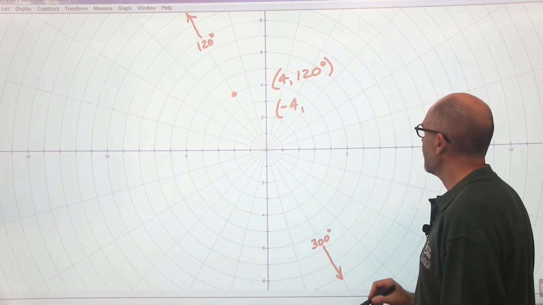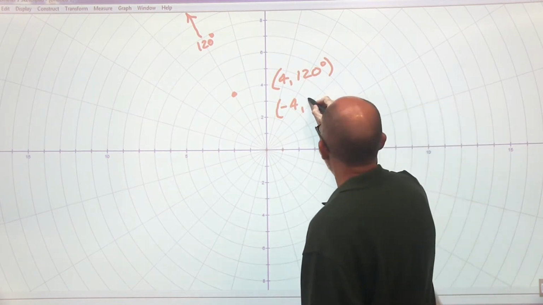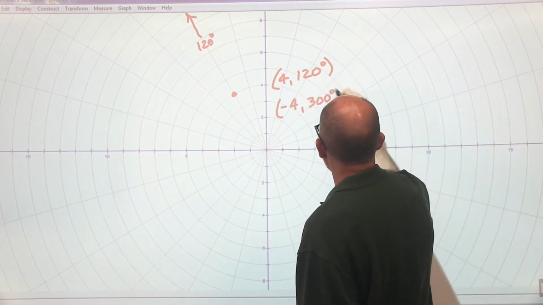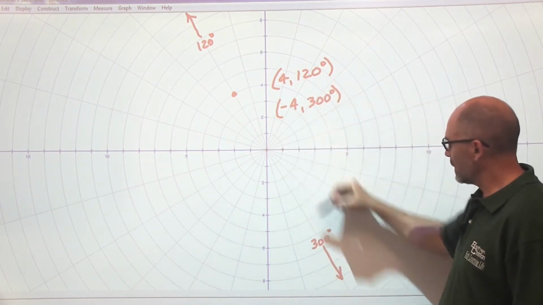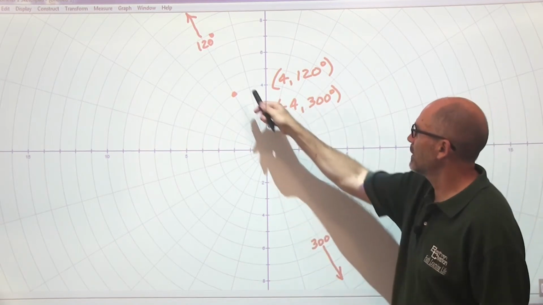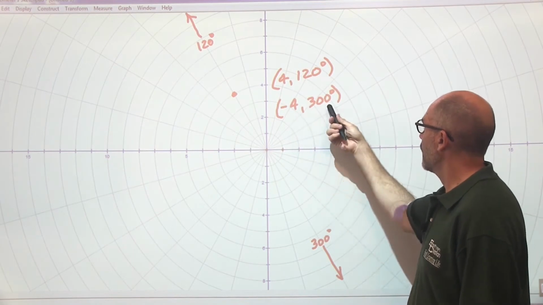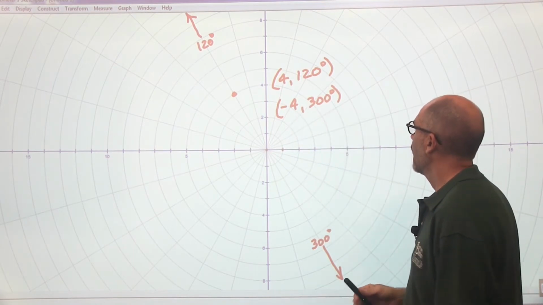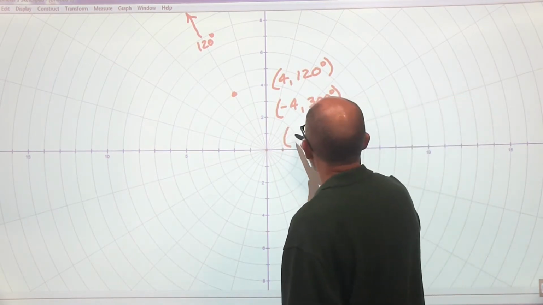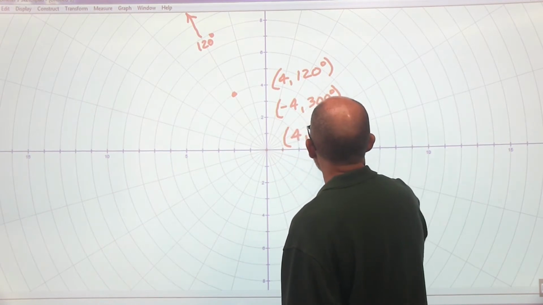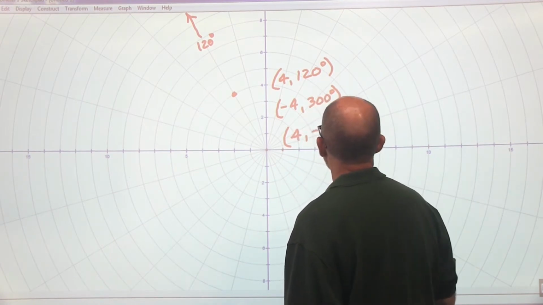Okay, so that makes this negative 4 at 300 degrees. Because notice, 300 degrees goes down and to the right, but my point is going the opposite direction, so it's negative 4 at 300. All right, now, let's go back to a positive 4 and make a negative angle.